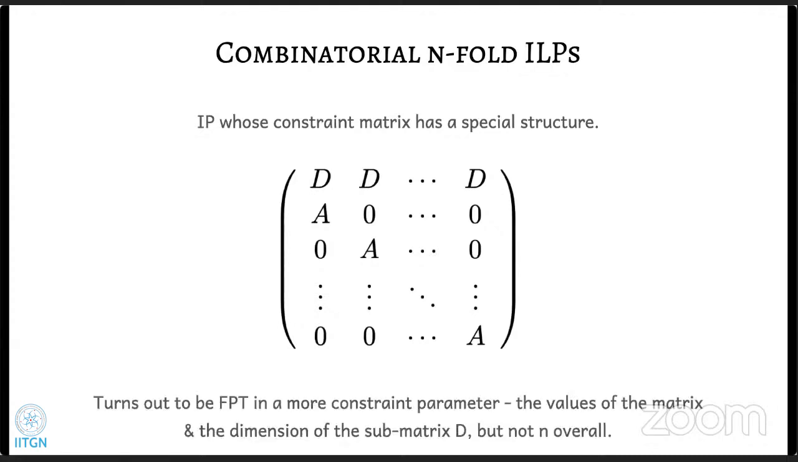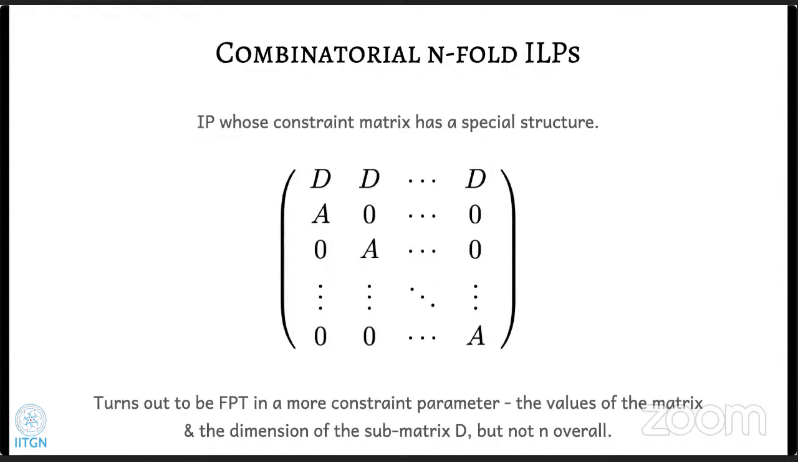And I think from the FPT point of view, what's interesting is that it's FPT in the values of the matrix and the dimensions of the submatrix D. But the submatrix A repeats n times, so that's like this n by n block that you see here, and the n does not feature in the exponential blow up. It's like an n cubed times some f of the dimension of D sort of running time that you get. So it turns out that the Pareto efficiency constraints can be captured using a combinatorial n-fold ILP, roughly speaking.